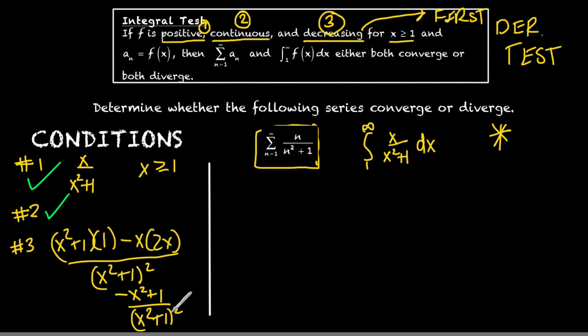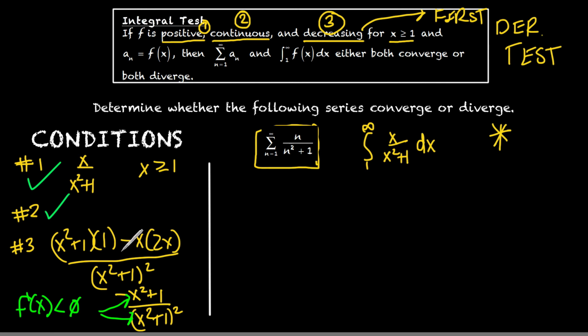Once again, you can see that any x that you plug into this function, the top is always going to be negative, because when you square it and then you put a negative in front of it, it's going to stay negative. Plus 1 is going to be negative. And the bottom is always going to be positive, so therefore f prime of x is always going to be less than 0 for all x's that are greater than or equal to 1.